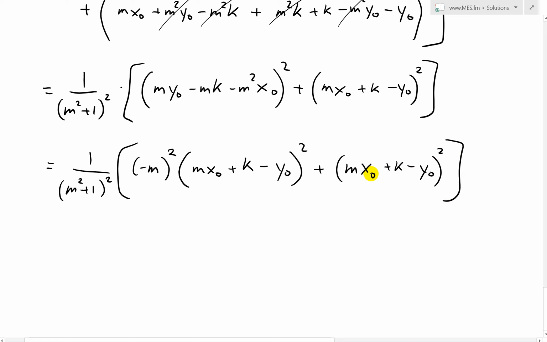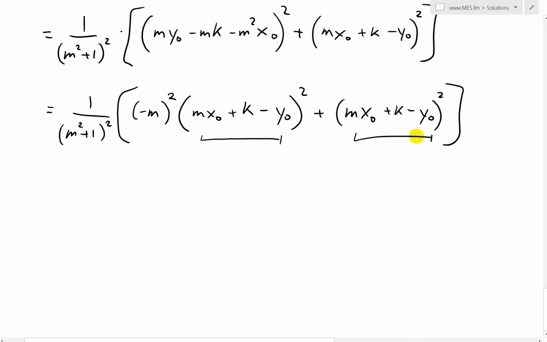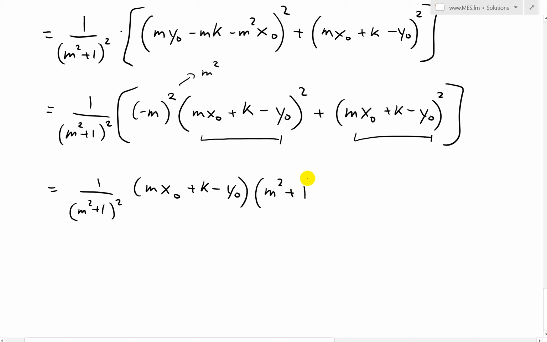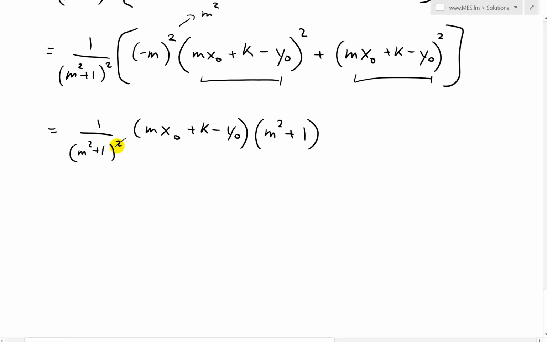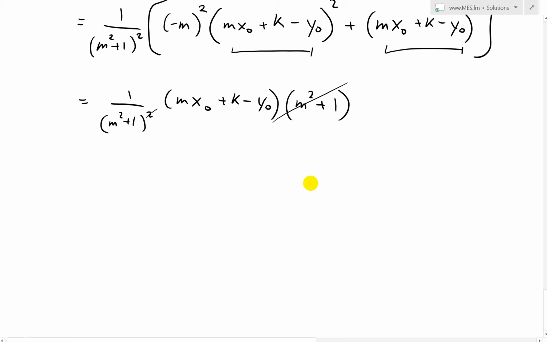And notice what we have here. This is actually the exact same thing as this one, so we could factor that out, and this one just becomes m squared. This is an absolutely fascinating result. So we have an (m² + 1) all squared. We factor that out, let's put a regular bracket, (mx0 + k − y0), and then we're left with an m squared plus, well, this one's just a 1. Notice what happens here. This cancels and this cancels. Absolutely amazing. And remember, this whole thing is just equal to d squared.